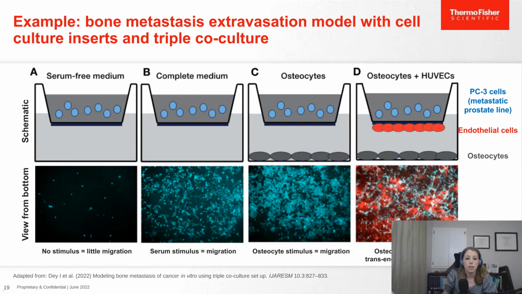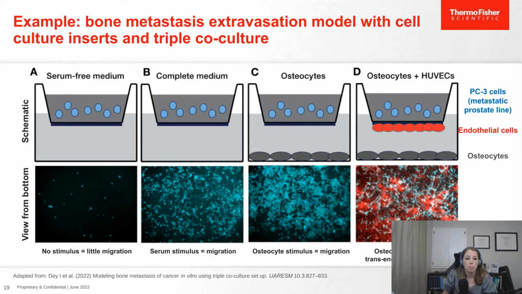Next, in panel B, serum-containing medium was put into the bottom chamber. And just like in the previous example, the serum induced the PC3 cells to migrate across the membrane. In panel C, instead of serum-containing medium in the bottom chamber, bone cells known as osteocytes were seated in the bottom, and their secreted factors acted as a chemoattractant to induce the PC3 cells to migrate across the membrane.